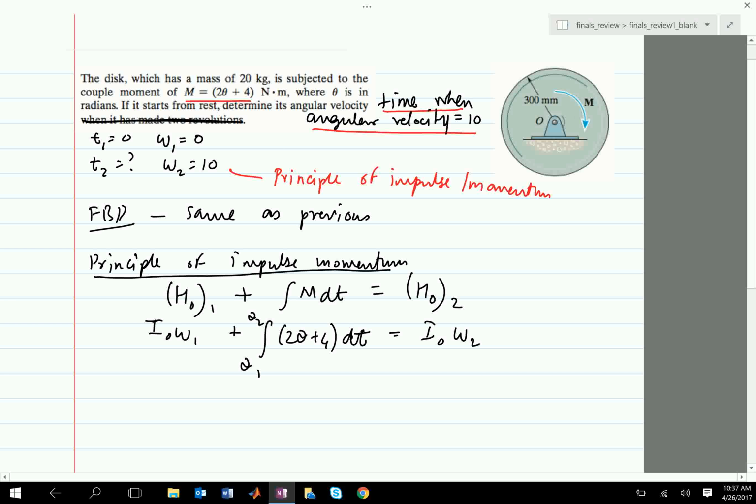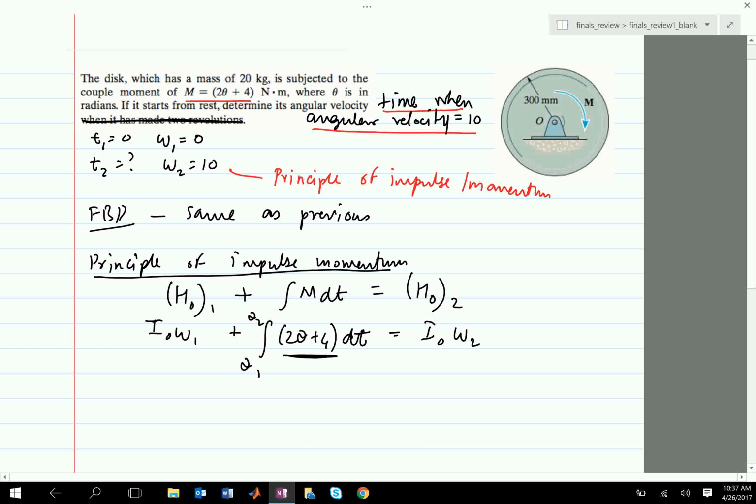Okay, can you do that integral? Theta is not a function of time, and you have to find theta as a function of time. So here is a case where blind application of the principle of impulse and momentum, even when this looks all right, will not work, because M is not a function of time.